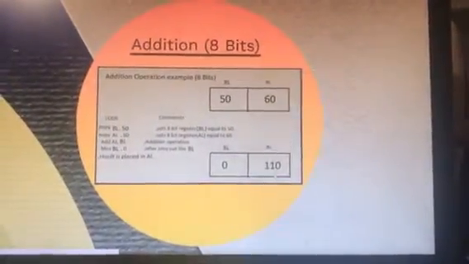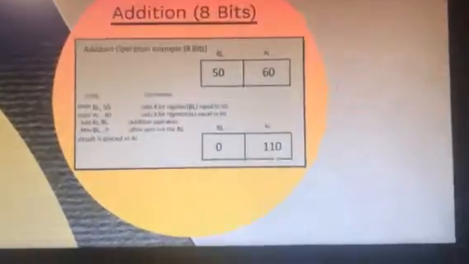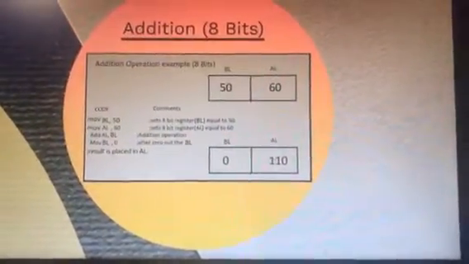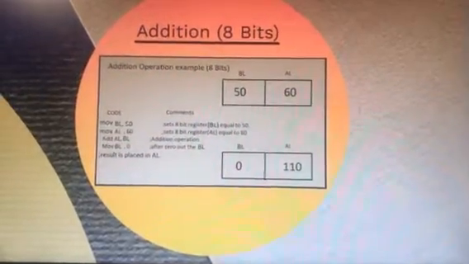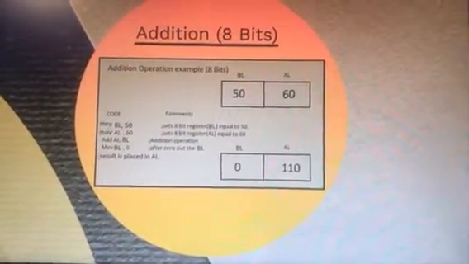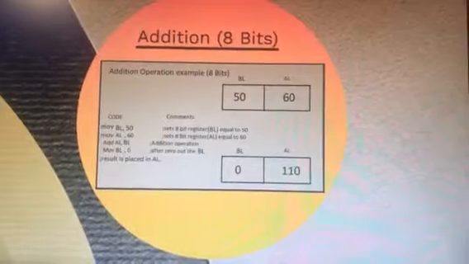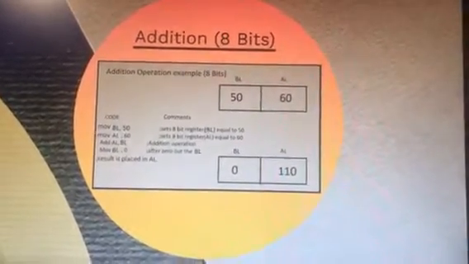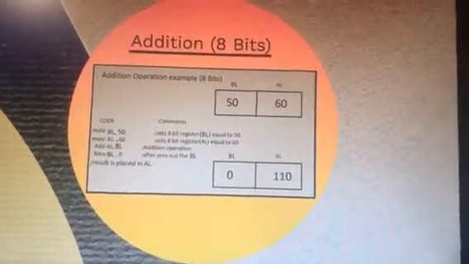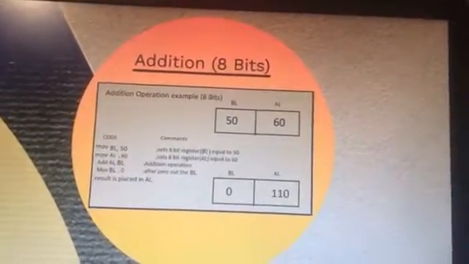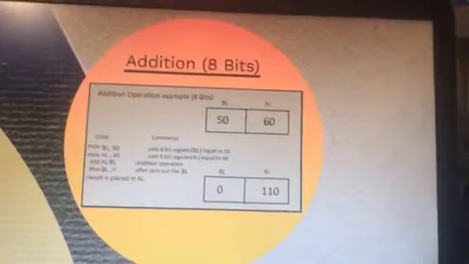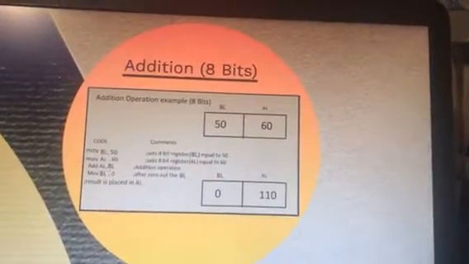First, we have addition, 8 bits. I drew this picture where it covers code on the left-hand side and comments on the right. We have this command block: mov BL, 50, passing 50 to our register BL, mov AL, 60, passing 60 to our register AL. Then we have our addition operation, add AL, BL.